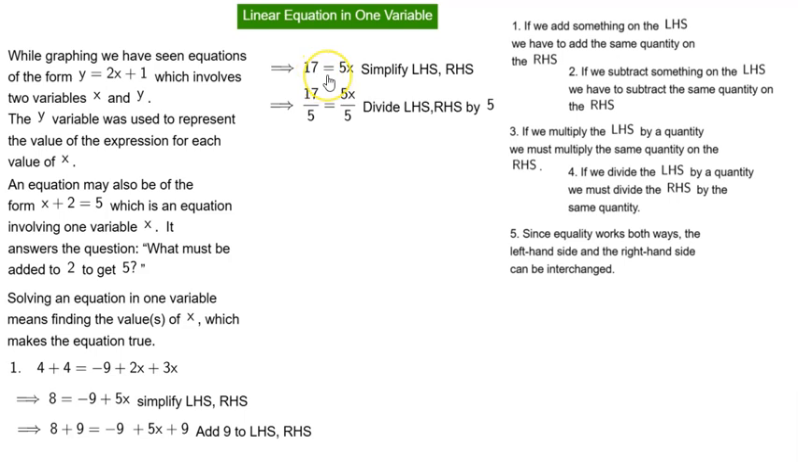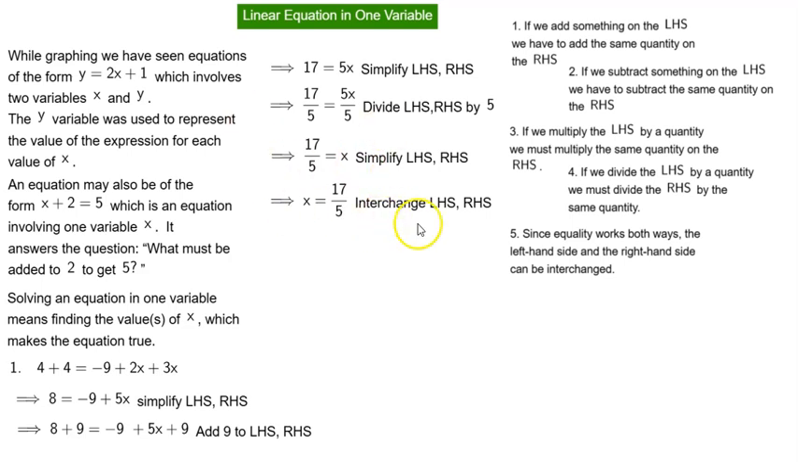Now we divide both sides by 5. So 17 by 5 is equal to 5x by 5. 5 and 5 cancel out. So again we are simplifying LHS and RHS. LHS, no further simplification possible. Right hand side, we are left with x. So x is equal to 17 by 5. We can interchange LHS and RHS.